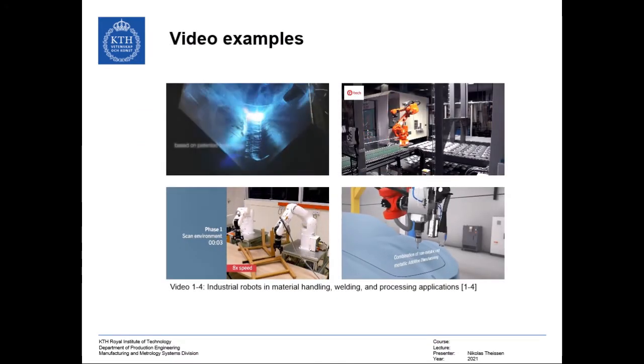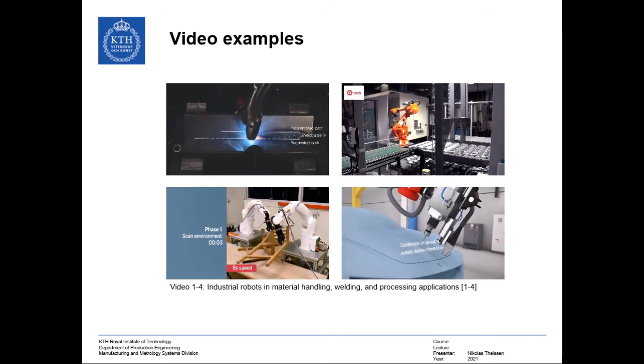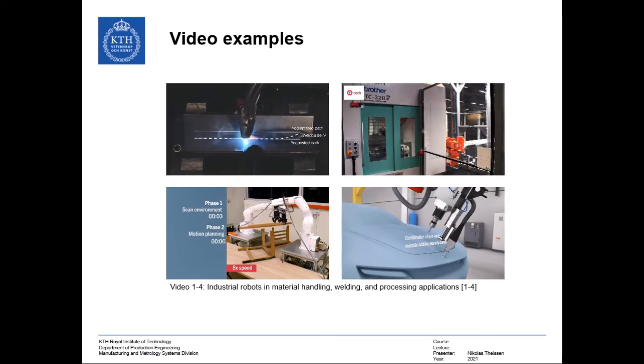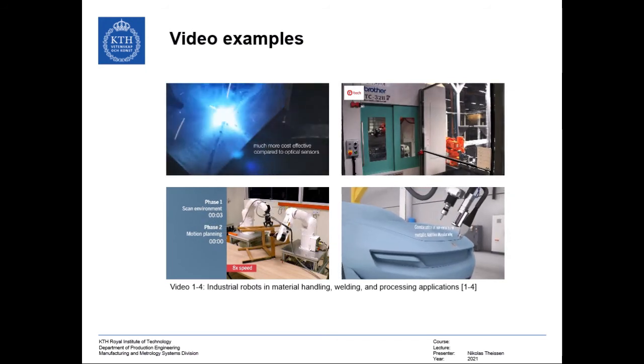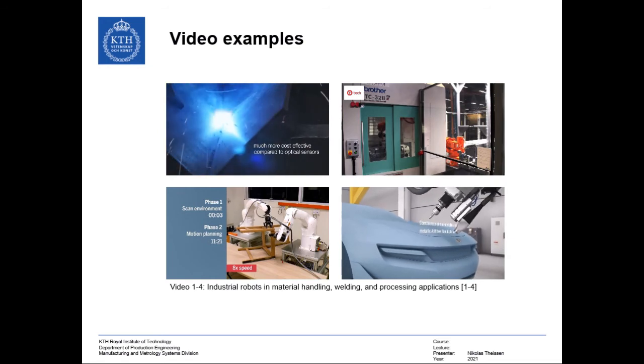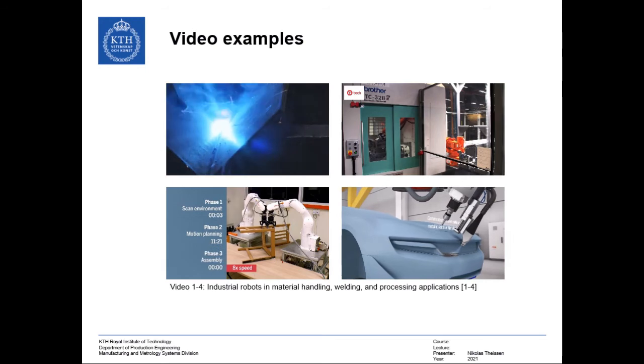The videos on this slide show common usage of industrial manipulators in manufacturing processes. The video in the upper left-hand corner shows a serial articulated manipulator with 6 degrees of freedom in a welding application. The one in the upper right-hand corner shows a machine tending task.